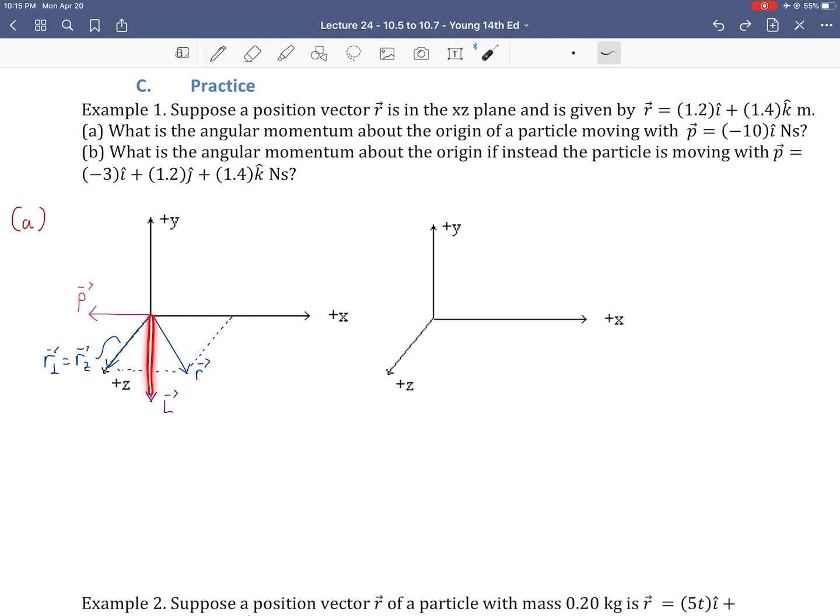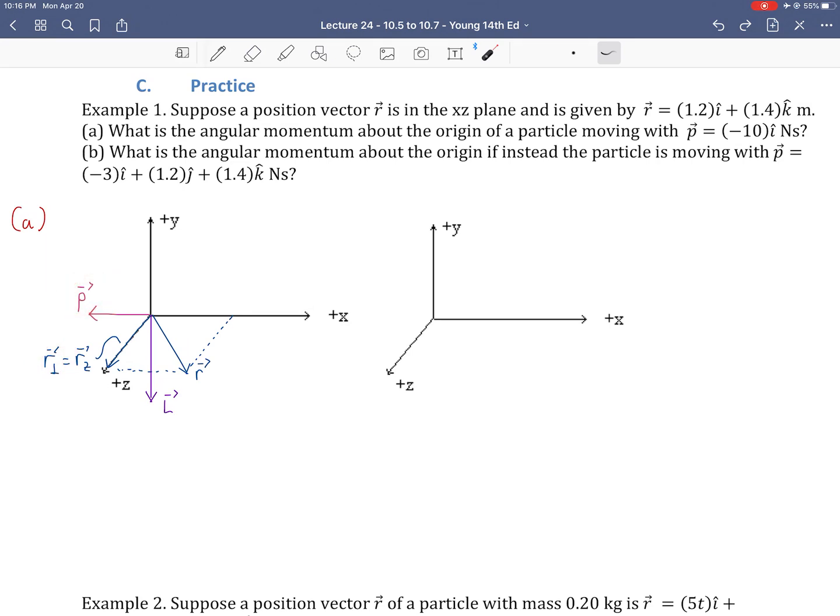Okay, so that means that L is going to point in the negative y direction, because there's an axis here that goes straight down, and that's the negative y axis. We can come up with that with the right-hand rule, because we could think about some component of R that's perpendicular to P. That would be this one right here.